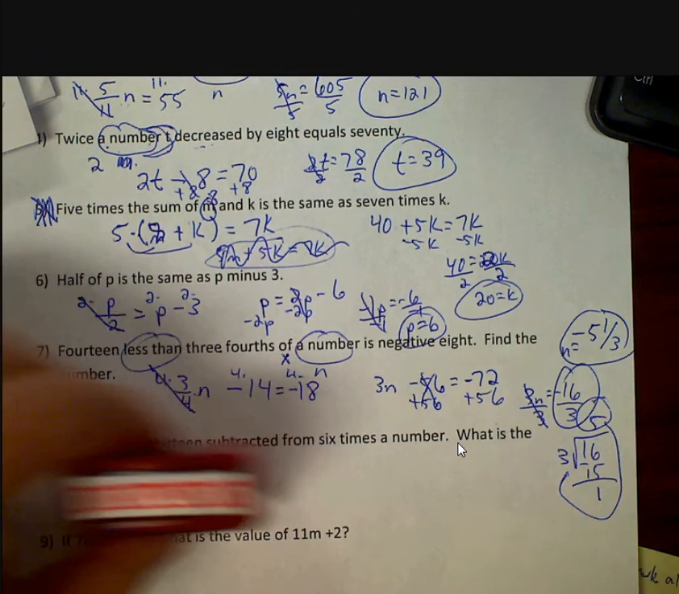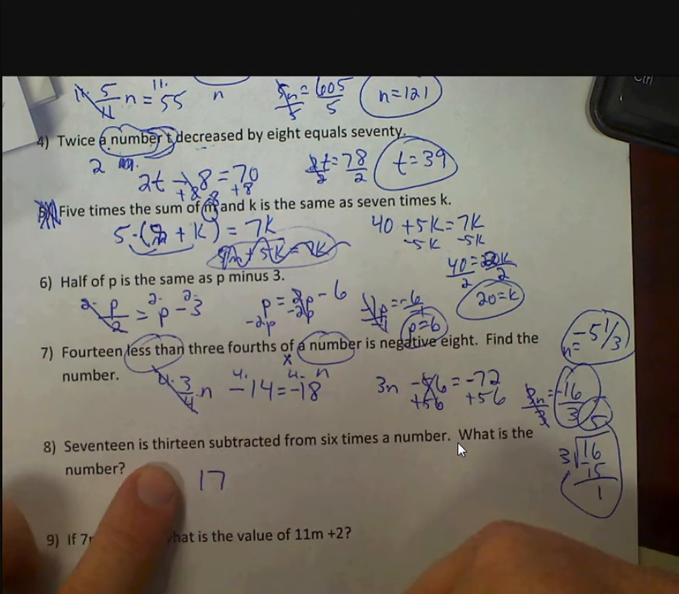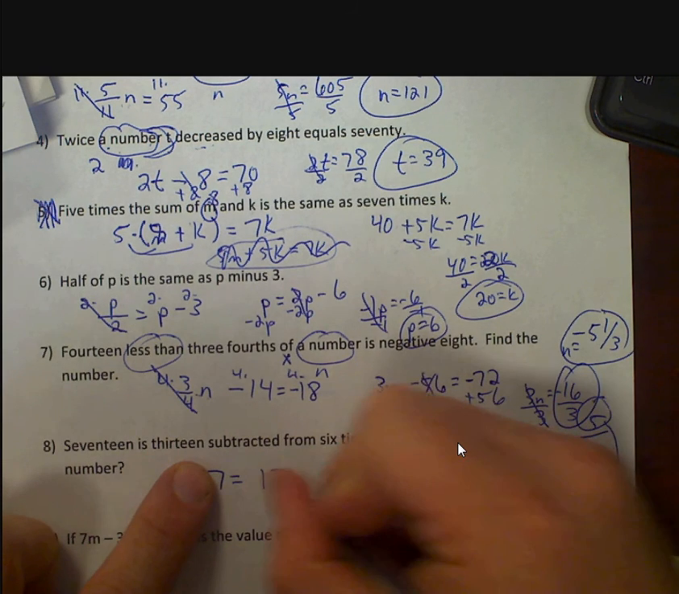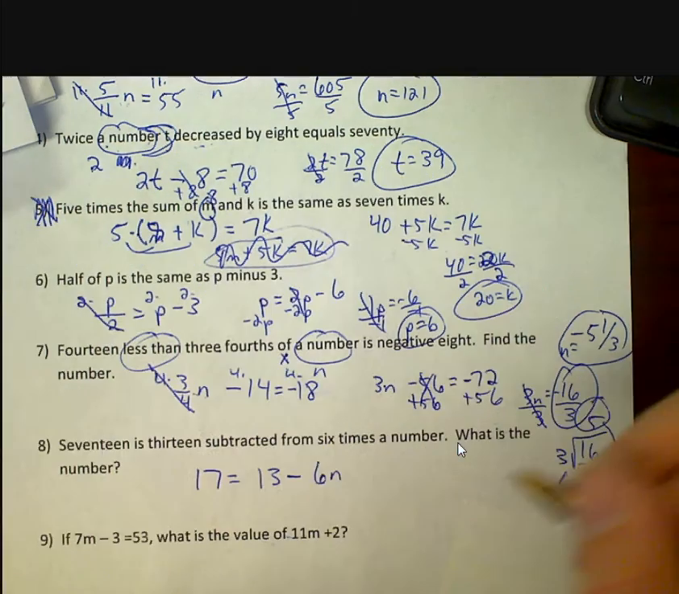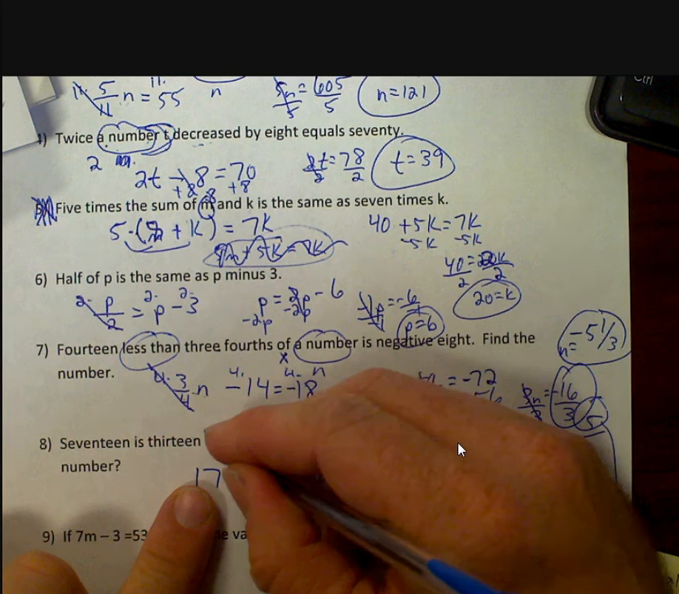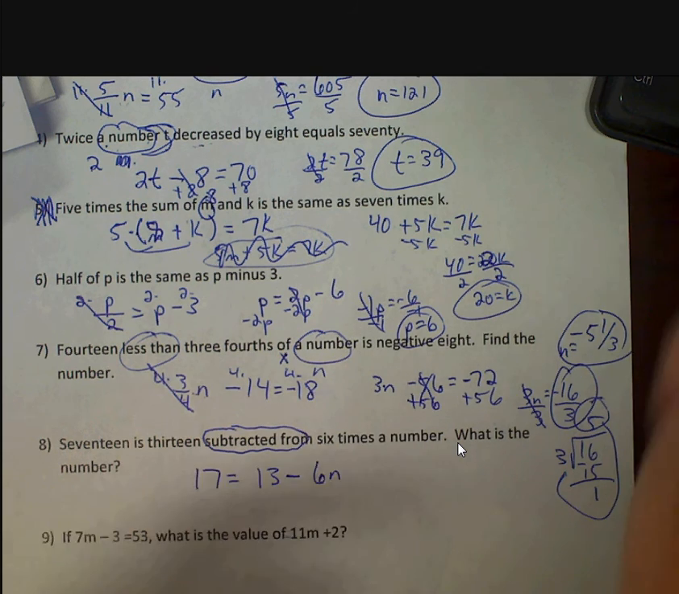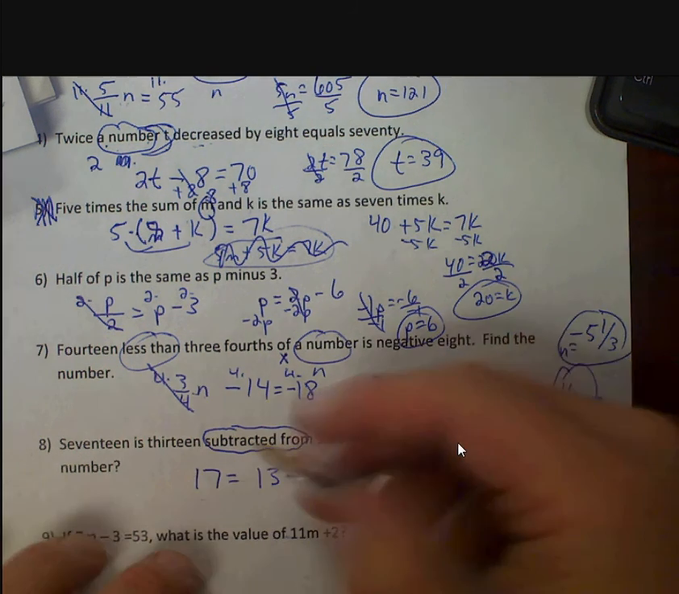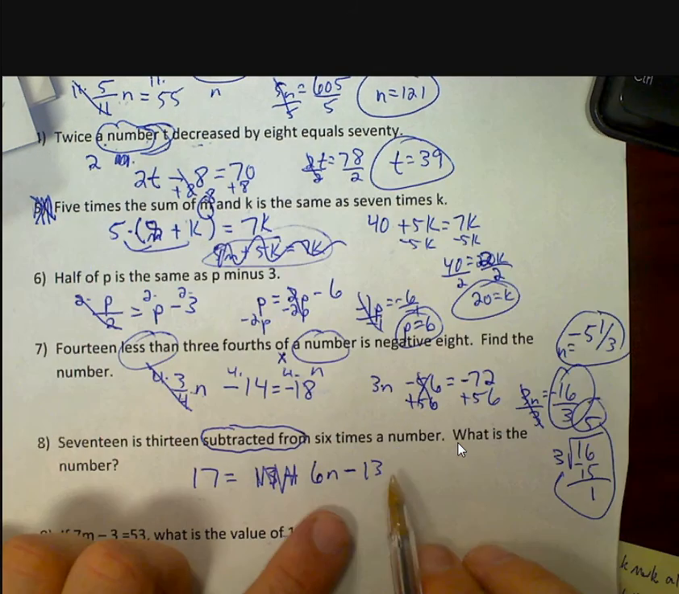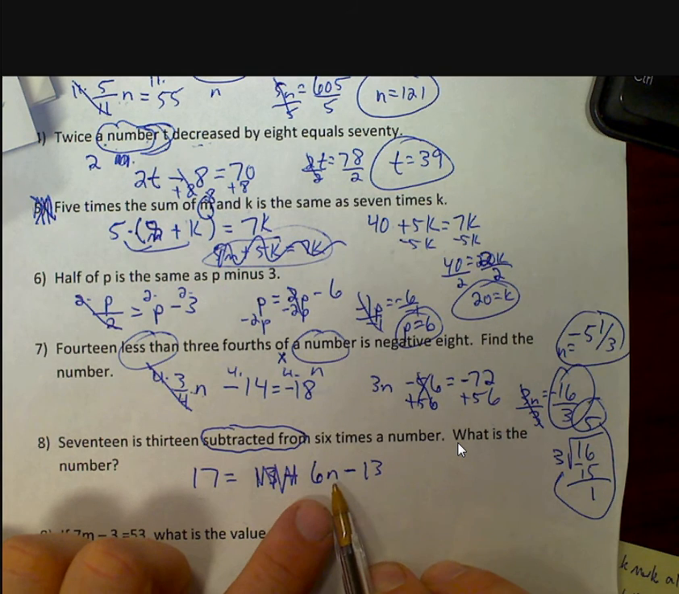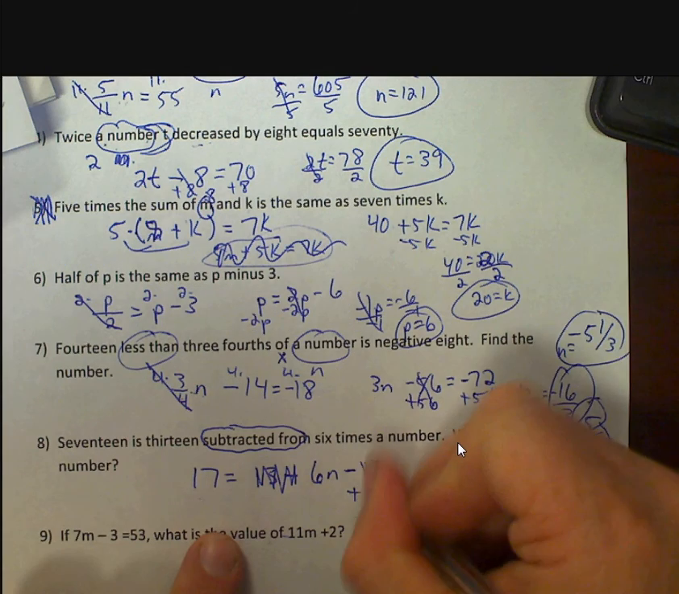Number 8. Pause the video first and try. On number 8, 17 is 13 subtracted from 6 times a number, and actually subtracted from would also go into the back, because if I subtract from, 13 subtracted from, so I'm actually subtracting 13 from 6 times a number. So 6n minus 13. So I can add 13 to both sides.